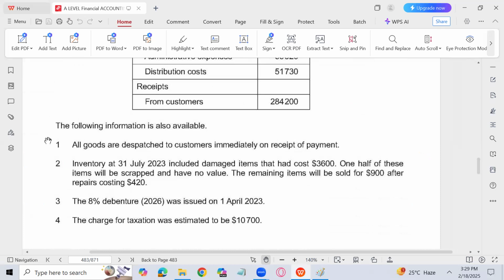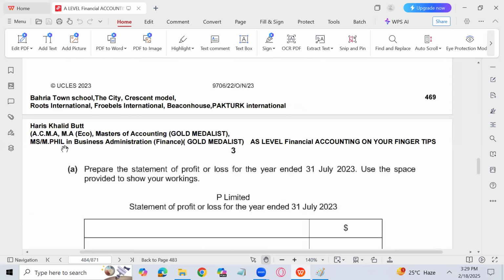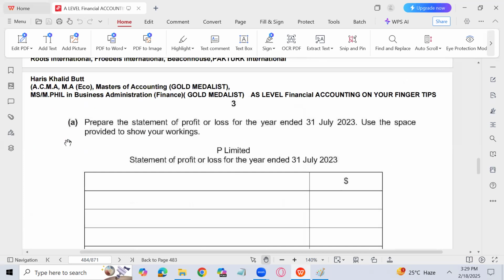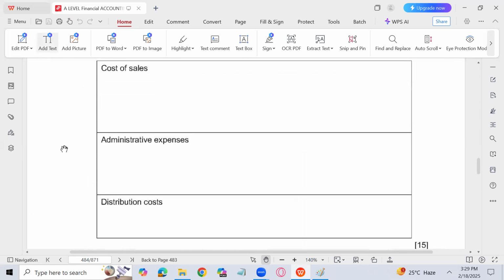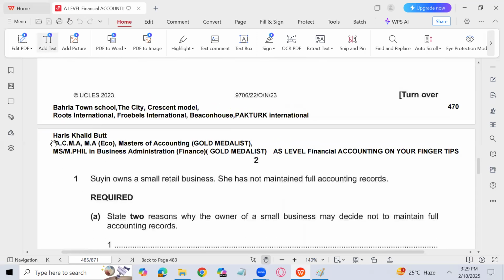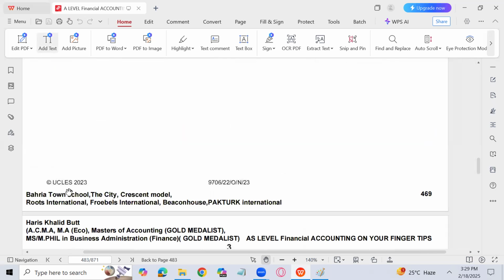Second point, which we have discussed already in previous questions too, October/November 2022. I just want to see the requirement. Prepare a statement of profit and loss. Use the space provided to show your workings regarding cost of sale, admin expenses, and distribution cost. And that's it. This is how the whole question has been prepared.